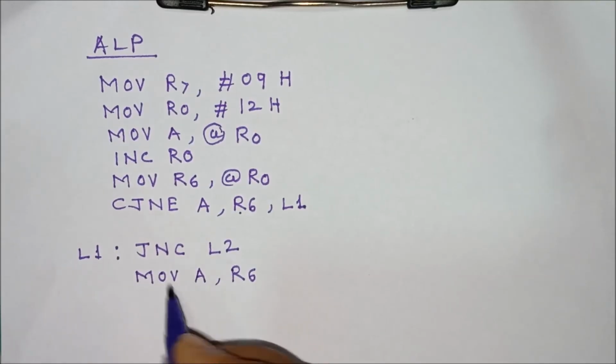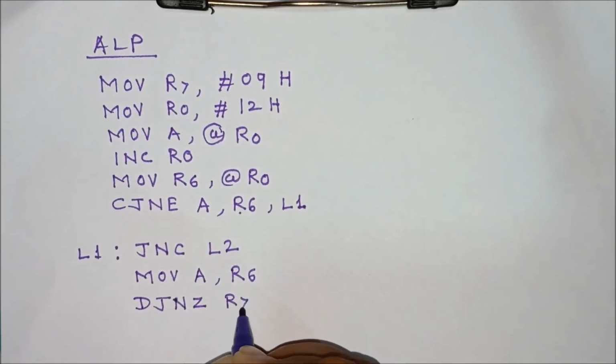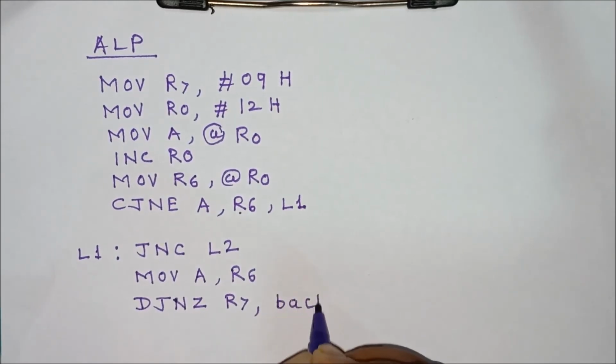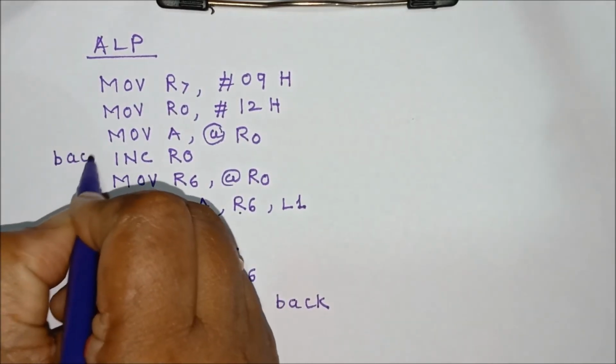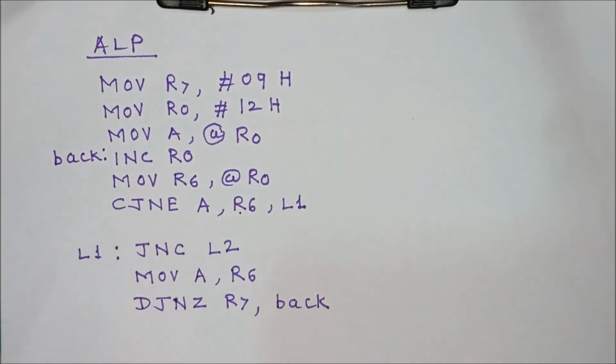And after this we want to decrement a counter, so write DJNZ, decrement and jump if not 0, counter, that is R7. If it is not 0, we want to repeat this process. So I'll write here label BACK. Back label should be given to INC R0 so that R0 will point to next memory location.